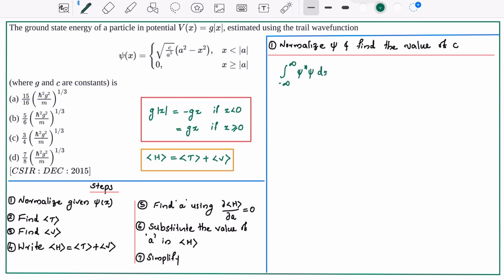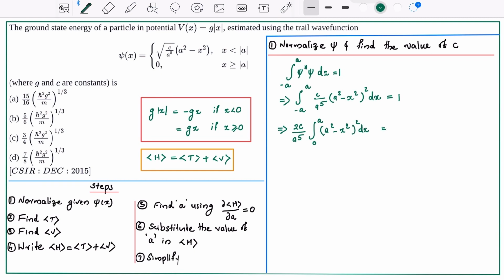To normalize, let us equate the integral from minus infinity to infinity of psi star psi dx to 1. It is not minus infinity to infinity, it is the integral from minus a to a of psi star psi dx equal to 1. That is, the integral from minus a to a of c by a raised to 5 times (a square minus x square) whole square dx equal to 1.